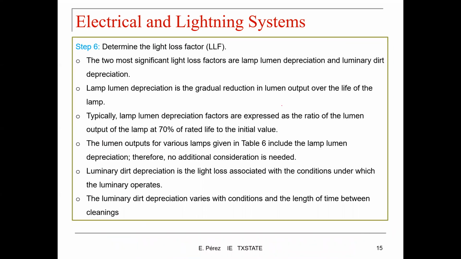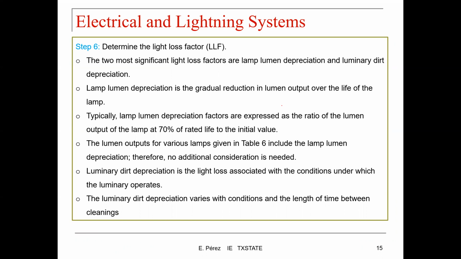Step 6 is to determine the light loss factor, LLF. The two most significant light loss factors are lamp lumen depreciation and luminaire dirt depreciation. Lamp lumen depreciation is the gradual reduction in lumen output over the life of the lamp. Typically, lamp lumen depreciation factors are expressed as a ratio of the lumen output of the lamp at 70% of rated life to the initial value.